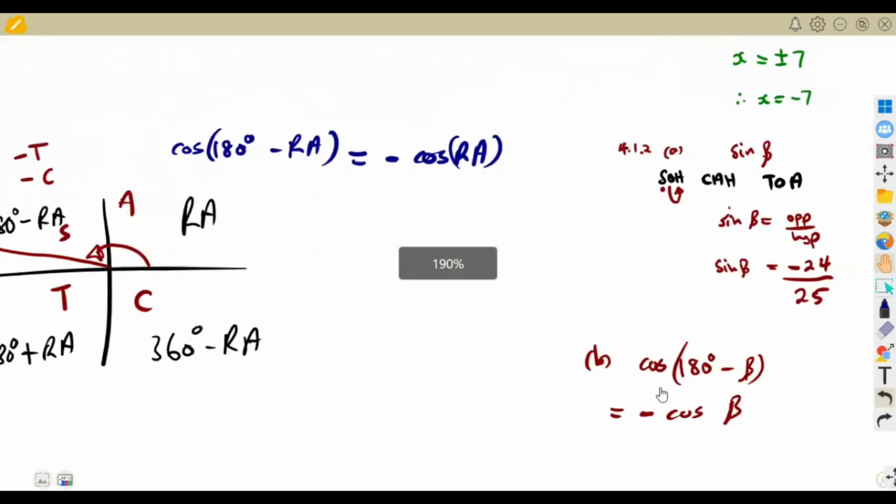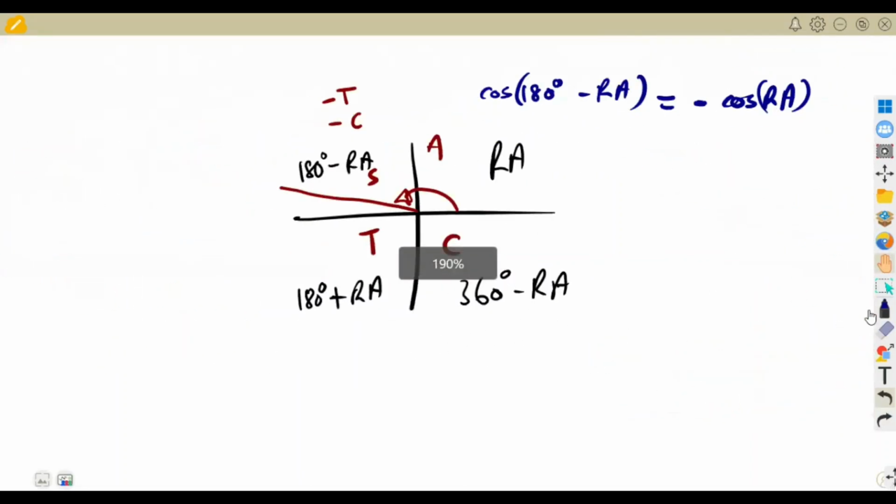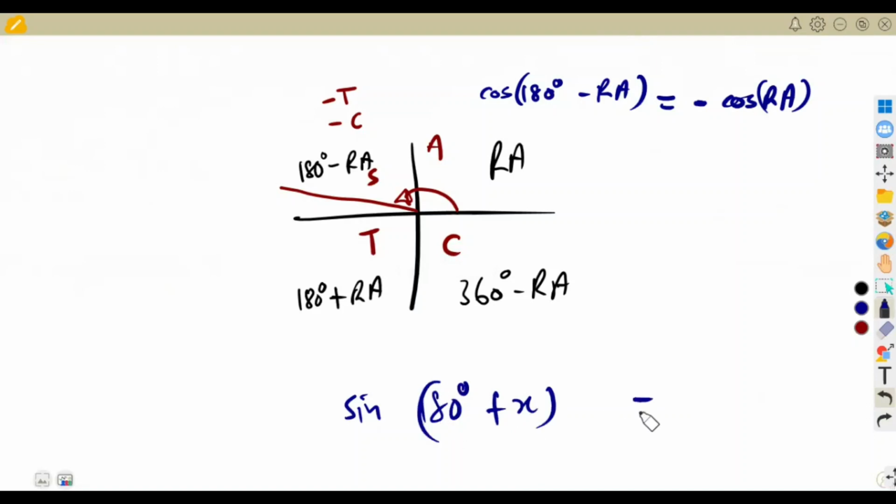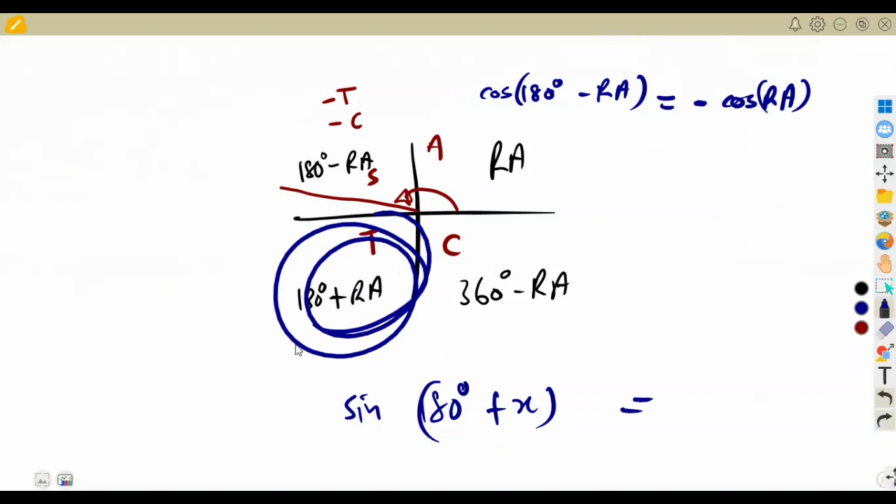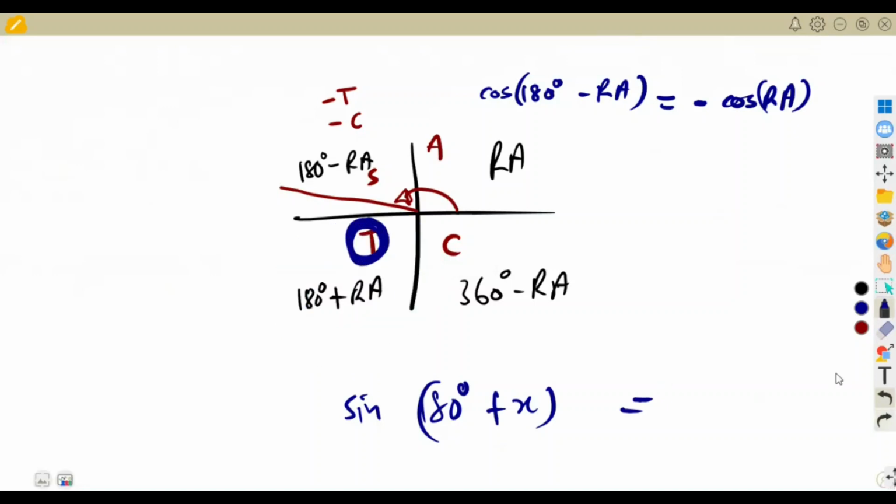How do you reduce cos 180? It's like you are given the sine of 180 degrees plus x. What is the equivalent of sine 180 degrees plus x? 180 degrees plus x is in the third quadrant, and in the third quadrant, sine is negative because it's the quadrant for tan. So it's going to be minus sine of x. Instead of writing x, they are now writing beta. X and beta are the same. These are just Greek letters that we are talking about.